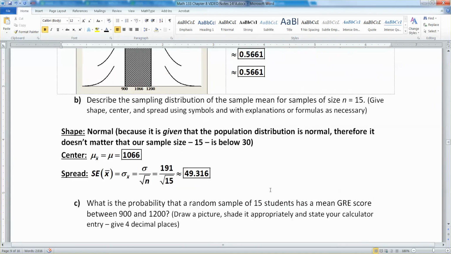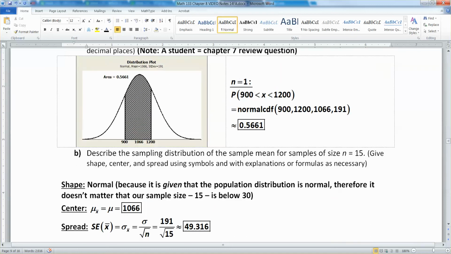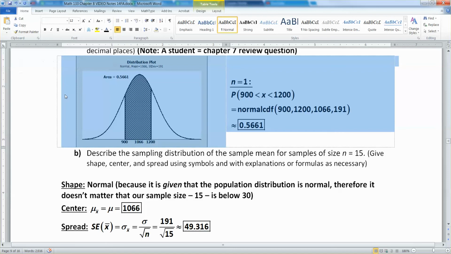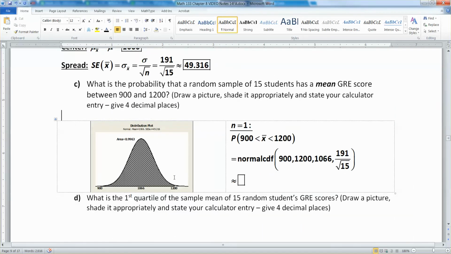All right, now what is the probability that a random sample of 15 students has a mean GRE score between 900 and 1200? Well, we're not talking about single individuals anymore. We are now talking about a group of 15 having an average. So that is going to fundamentally change this probability. So let me type this up. I'll be right back.